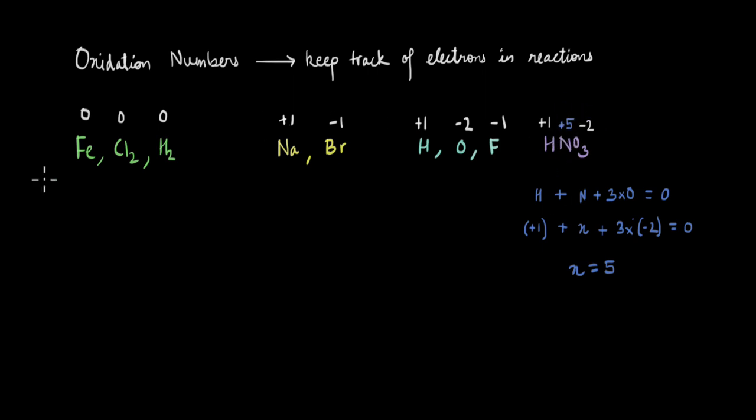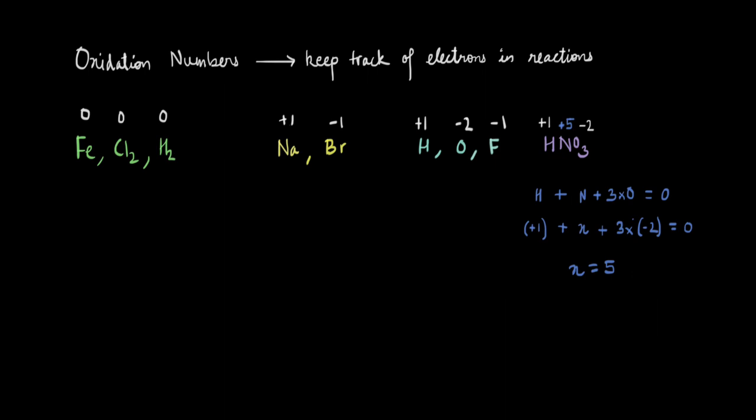So these were some of the rules and some context for oxidation numbers. Now let's see how we can use this idea of oxidation numbers to find out whether a reaction is a redox reaction or not. To see how we can identify whether a reaction is a redox reaction or not, let's take the example of rusting that we saw before.